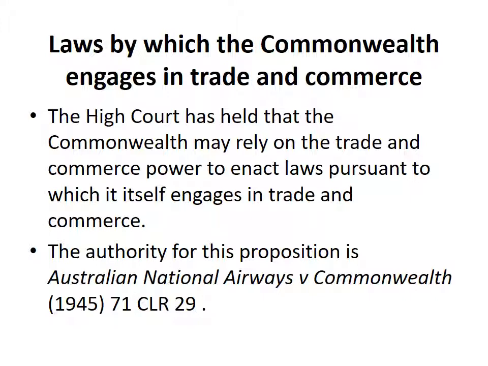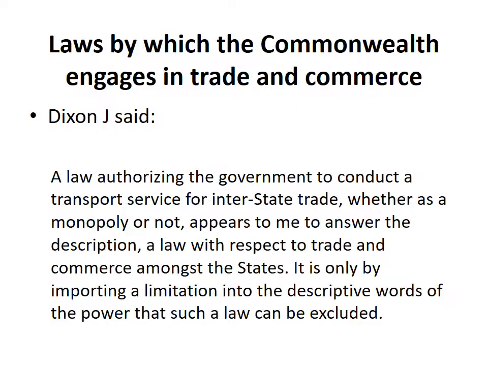The government responded by enacting the Australian National Airlines Act in 1945. Section 6 provided for the establishment of the Australian National Airlines Commission. This was a body corporate that would conduct commercial interstate air transportation. Australian National Airways, the monopolist, challenged the constitutional validity of the legislation. It argued that the trade and commerce power did not empower the Commonwealth to make laws pursuant to which it itself would engage in trade and commerce. The High Court rejected that argument.